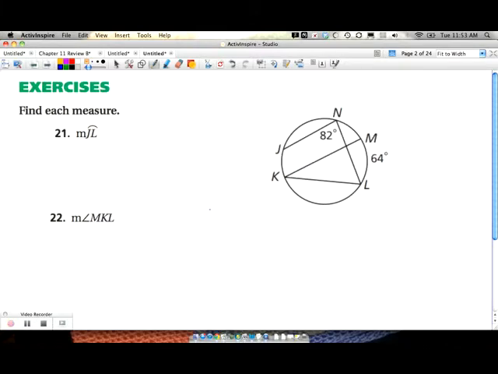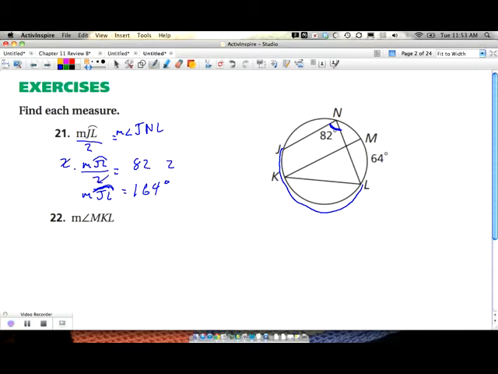So let's take a look at the next piece here. Let's do some exercises. First thing it asks us is measure of arc JL. So that's the arc from here all the way to there. That's going to match this angle here, which is 82 degrees. So measure of arc JL divided by 2 is going to equal the measure of angle JNL. Measure of arc JL divided by 2 equals 82 degrees, and I want to get JL. I'm going to multiply both sides by 2, and I get 164 degrees equals the measure of arc JL. So these two 2's reduce down to just 1.